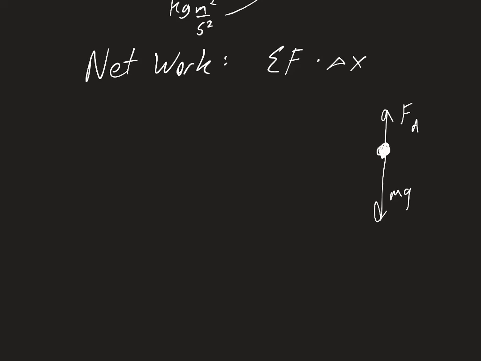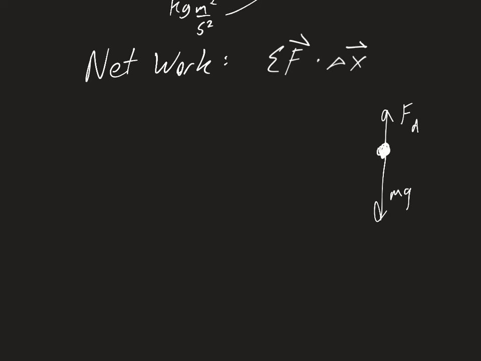So if we're going to talk about the net work, then we would take the net force here, mg minus the drag force, and then multiply that times the displacement of the object to get the net work done. Now we can also talk about the work done by just the gravity force, or we can talk about the work done by just the drag force.